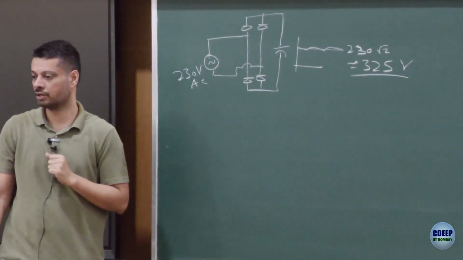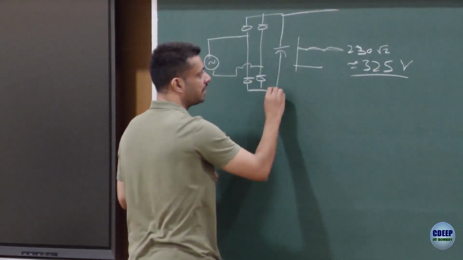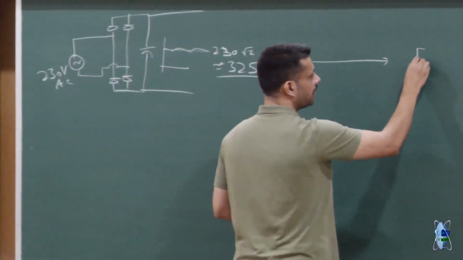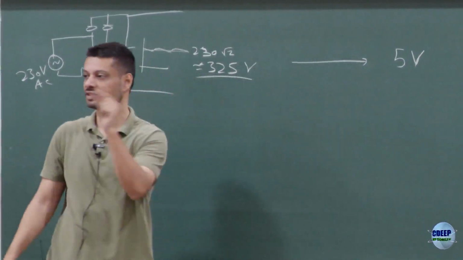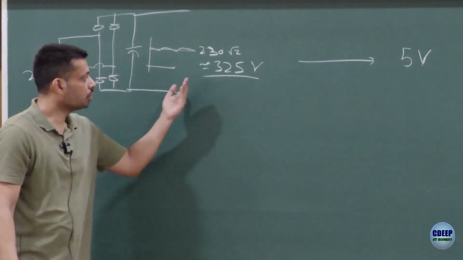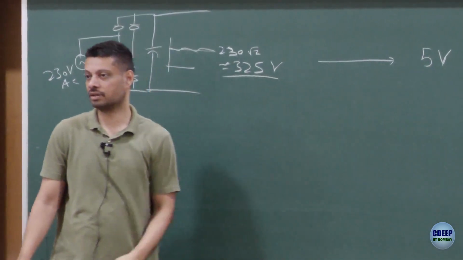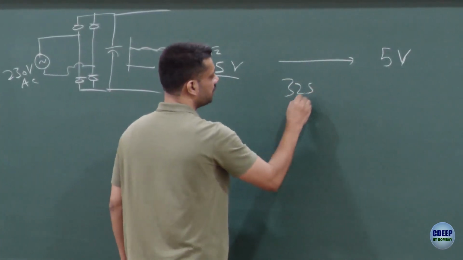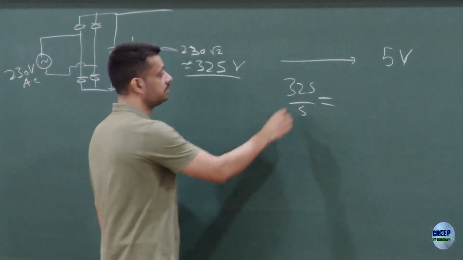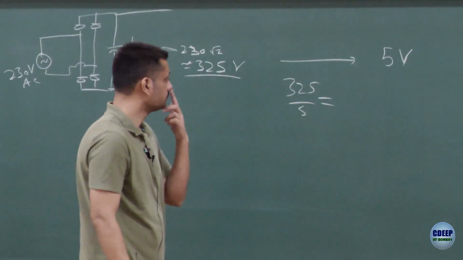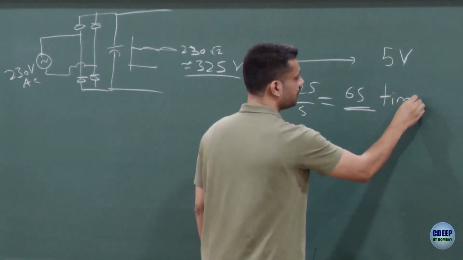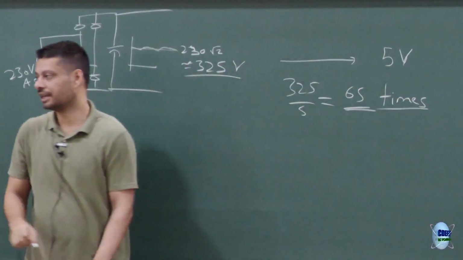So in your adapter, in your mobile charger, the first stage is this rectifier stage which gives you 325 volt, and then you want to step it down to 5 volts, because 5 volt is the one which comes out of the pin which goes to your phone and charges your phone. So you want to step it from 325 to 5 volt. How much is that ratio? 325 by 5, how much is that? 65. So you want to attenuate the voltage by 65 times.